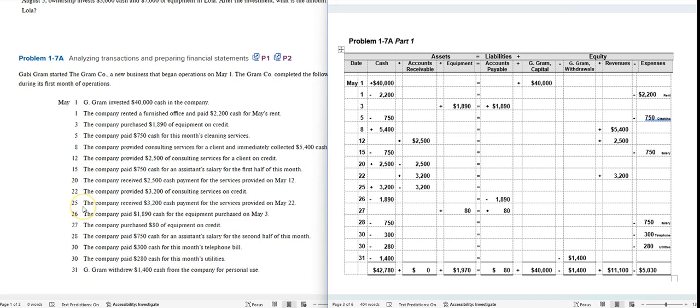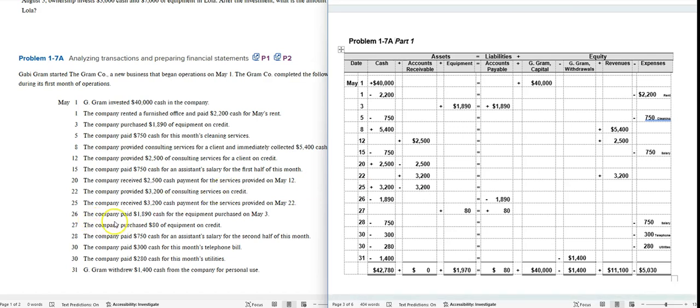Three days later, after we made that sale on credit, the company received $3,200 cash payment for the services it had provided a couple days earlier. When they provided the service, we recorded the revenue. On the 25th, we are not earning more revenues, we are simply receiving a payment for prior services provided. We are receiving payment for the amount owed to the company. Cash needs to be increased and accounts receivable needs to be decreased. We are no longer owed that $3,200 from the customer.